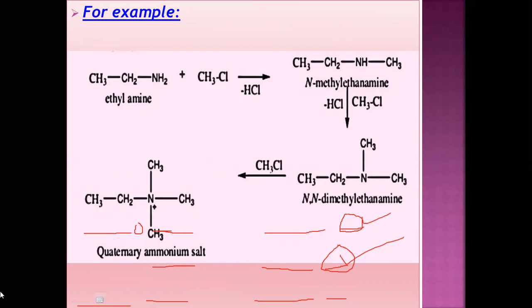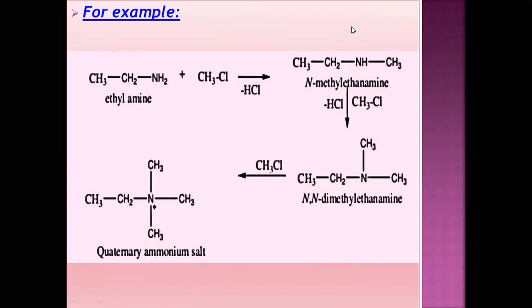Again here, one more example. This is ethylamine, which reacts with methyl chloride. We get this in the first step: this N-methyl ethanamine. Again, this N-methyl ethanamine reacts with methyl chloride, forming N,N-dimethyl ethanamine, and again it reacts with the next molecule of methyl chloride. We get this quaternary ammonium salt. Okay, this is another example of the alkylation of amines reaction.